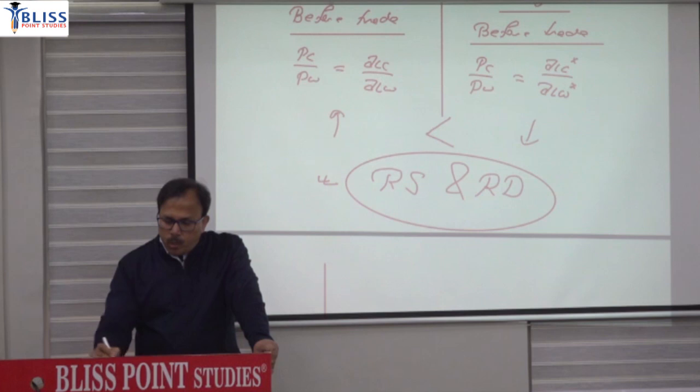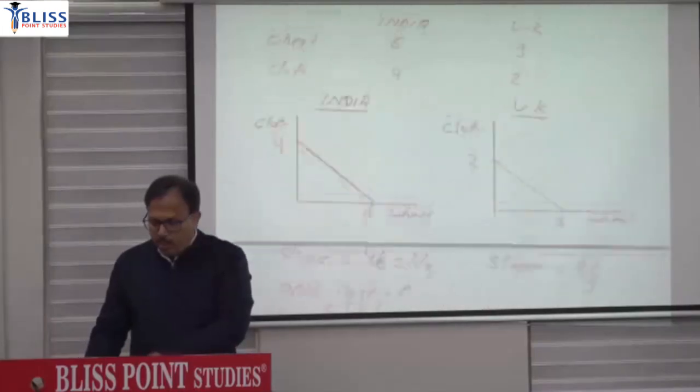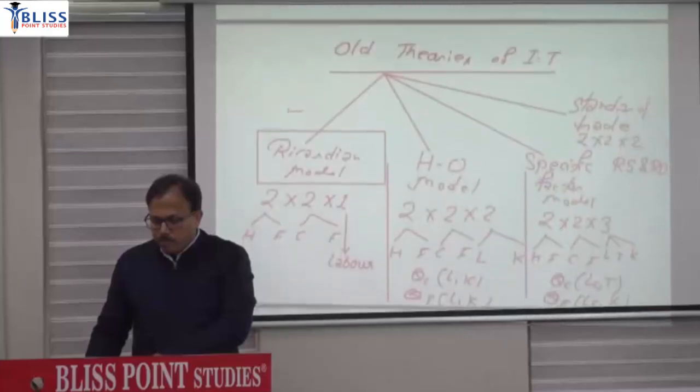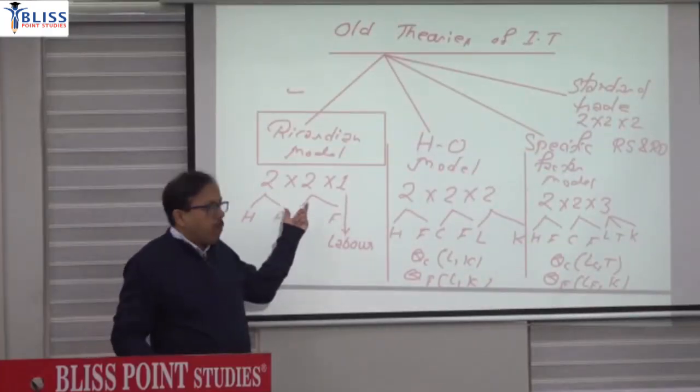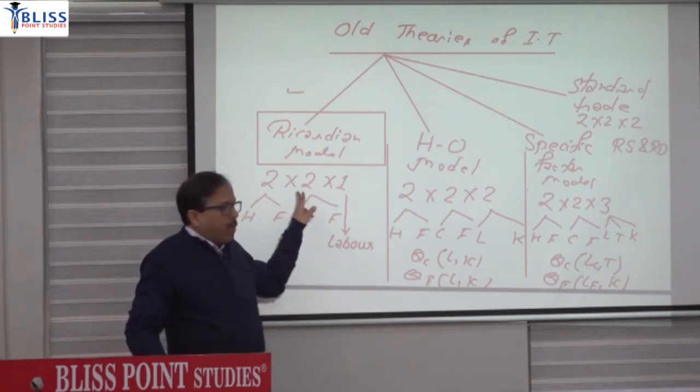Okay. So up to this you have written in this first lecture. So just recap what you have written. We are studying the old theories right now, and in the old theory the first model is the Ricardian model. In the Ricardian model we are studying the 2 by 2 by 1 model.